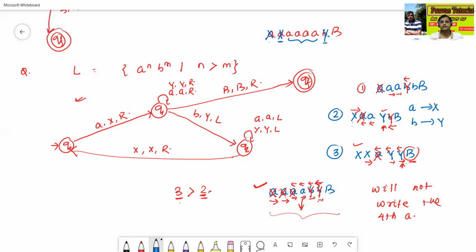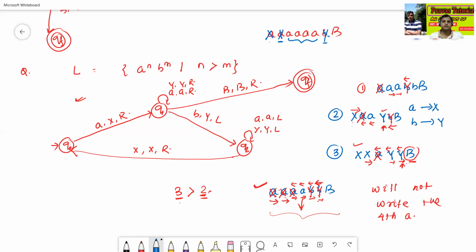If the Turing machine reads and writes one extra A as compared to the minimum number of B's, then the Turing machine will already know that this string is valid. So no need to write unnecessary A's.